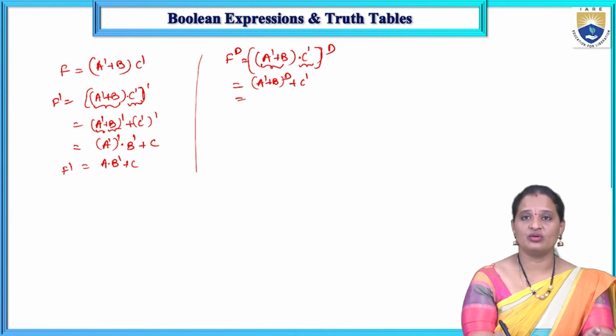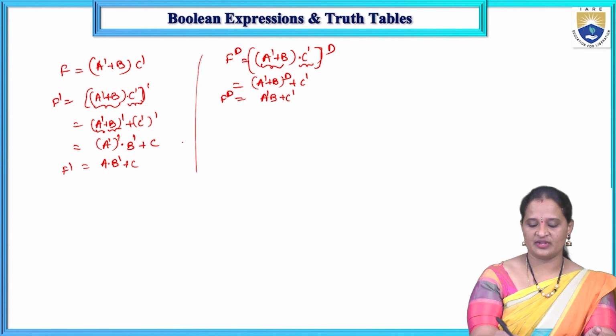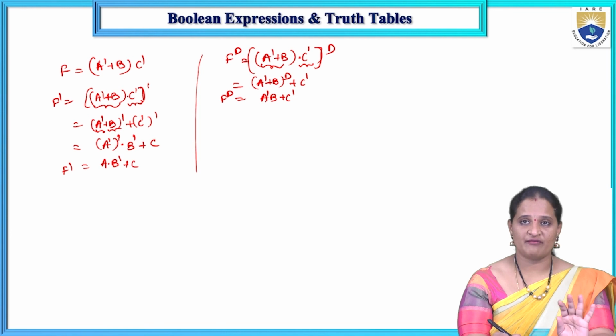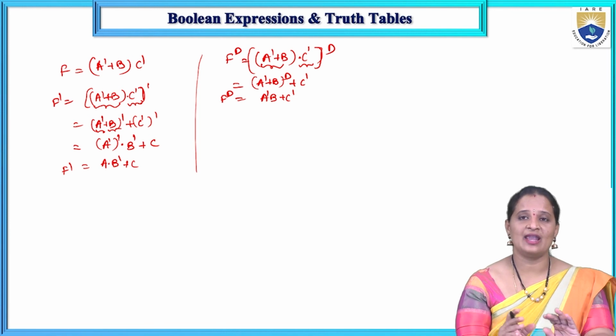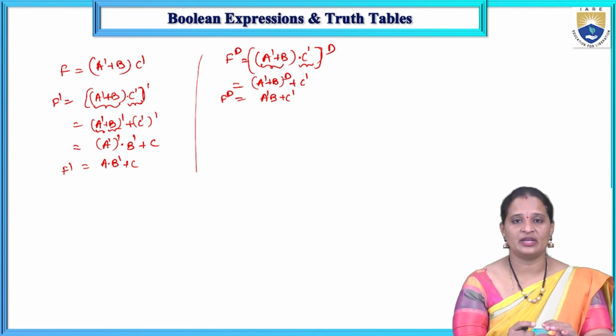So now again I want to find out the dual of this one. If I find the dual, the variable will not be changed, only the operator will be changed. So a complement dot b plus c complement. I hope you can identify the difference between the complement and dual. So you have to remember that duality and complementation are different. In duality, the variable will not be complemented, only the operators are changed from plus to dot and dot to plus.